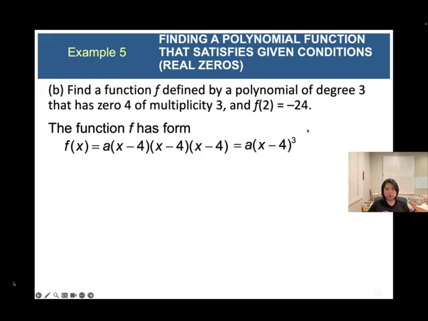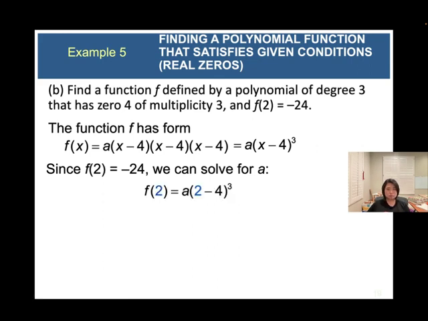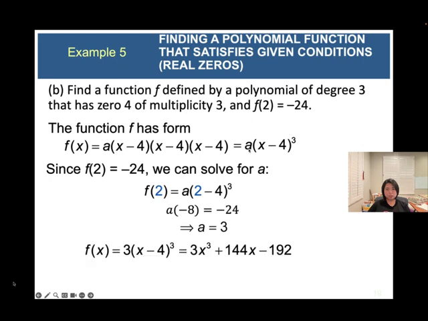Now we're going to plug it in. When x equals 2, that will be equal to negative 24. And then we try to solve for your a. 2 minus 4 will be negative 2. Negative 2 to the power of 3, that will be negative 8. Simplify it, you're going to get a equal to 3. So now I'm going to plug it back into the function f of x here, and this, I'm going to distribute one by one.